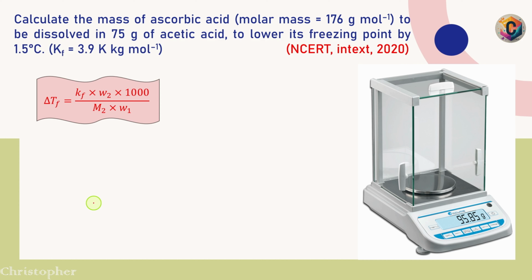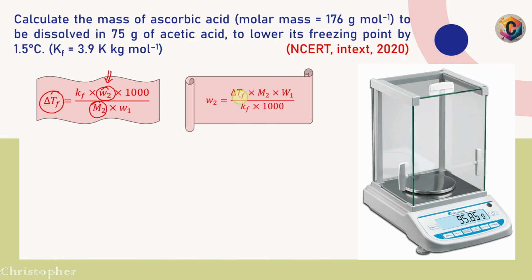So the next thing is to know which formula to write. So this is the formula. If you remember this formula, you can attempt three types of questions. One is to find the depression in freezing point. Another is to find the amount of substance. Another is to find the molar mass of the substance. Got it? In this question, they're asking me to calculate the mass of ascorbic acid, so I'm going to rearrange this equation in this form. Got it?